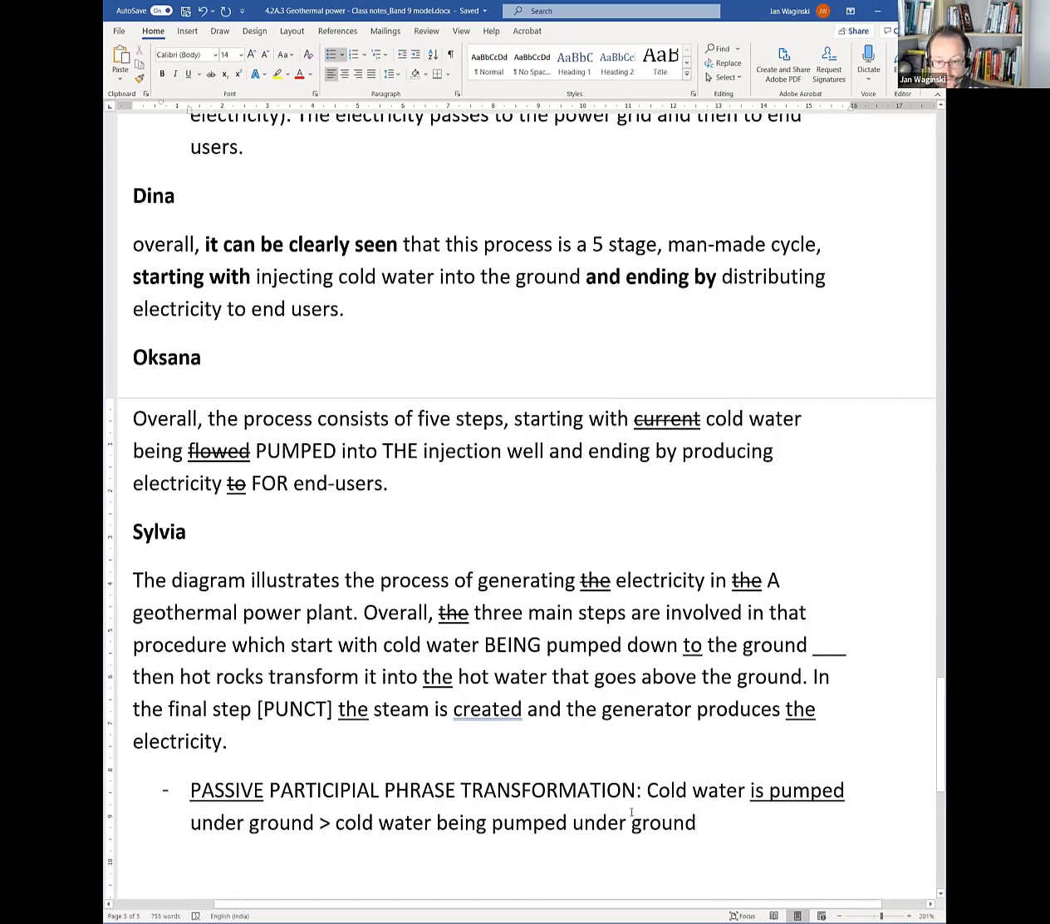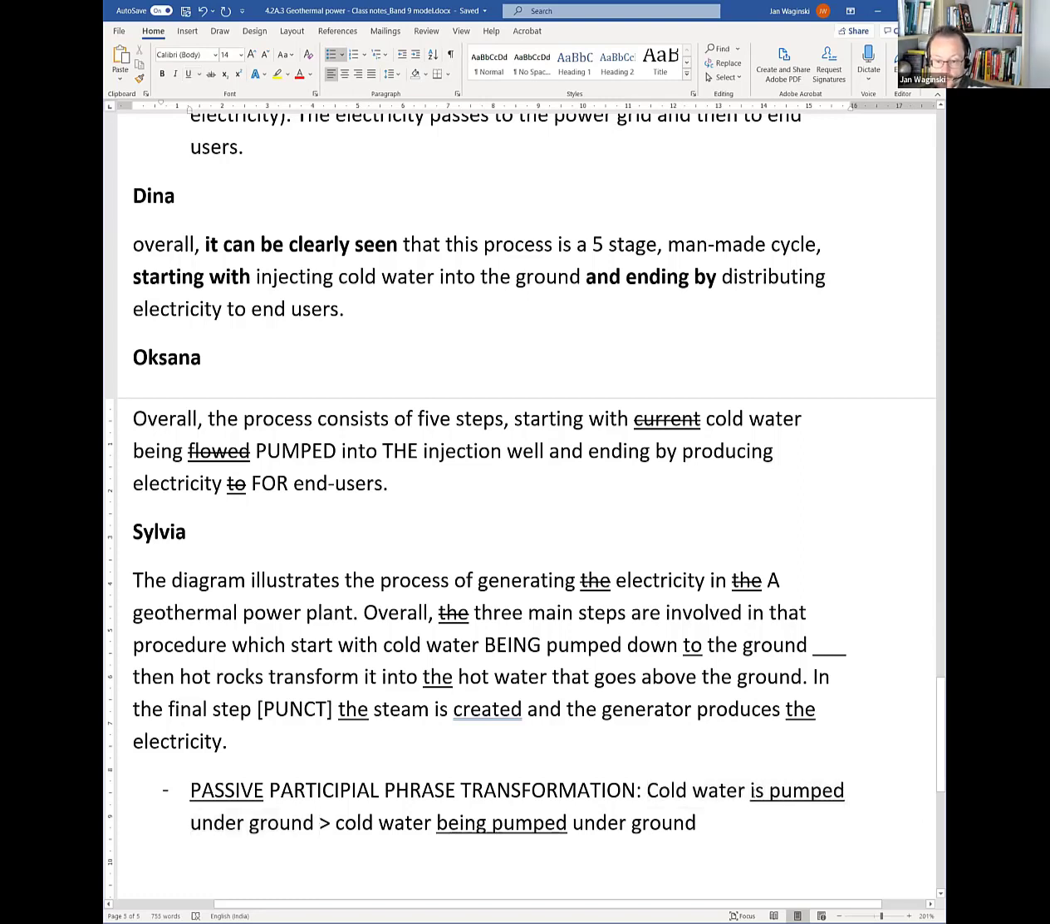So what did we do to go from this to get to this? Just transform "is" to "being." So both sentences are passive voice sentences, right? Well, this is a sentence: cold water is pumped underground. So that is also passive voice.